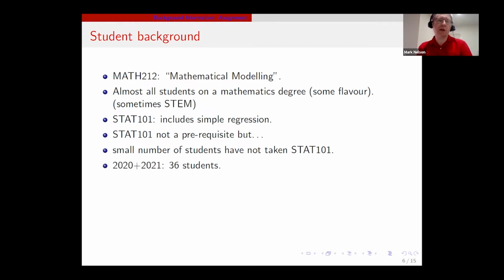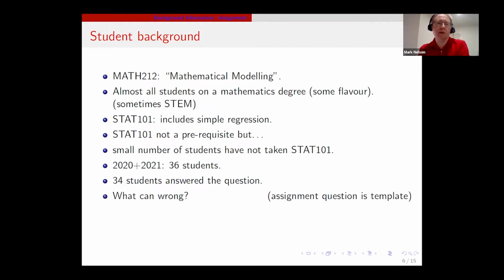So between 2020 and 2021, I've had 36 students reach the exam. Of those students, 34 of them have attempted to answer this question. What can go wrong? Given that we have all this inbuilt information on how to answer this question from the assignment, what can go wrong?